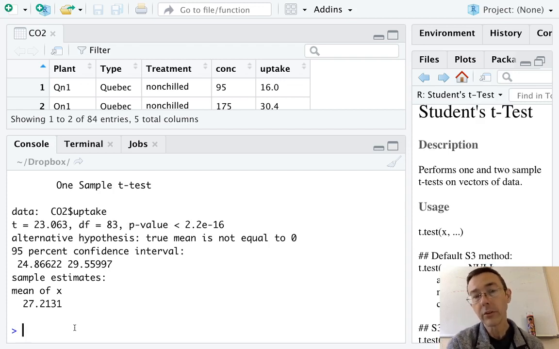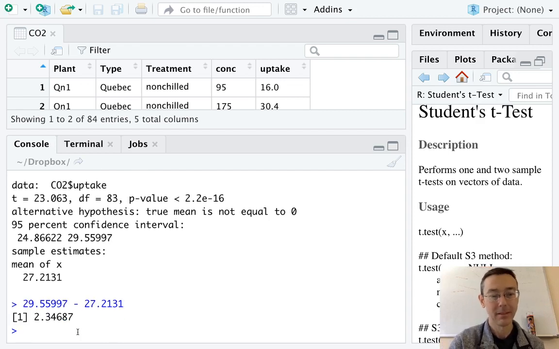So one thing to notice is that it does not directly tell us the margin of error. We can compute that. We know that the margin of error is going to be the difference between the uppermost limit, in this case 29 point something, and the sample mean, 27.2131. So the margin of error here is going to be 2.34687. Great.